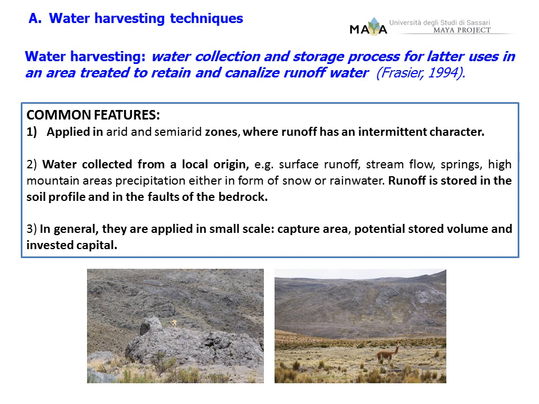Water harvesting, according to Fraser's definition, is the collection and storage process for later uses in an area treated to retain and canalize runoff water. Some common features are: it is applied in arid and semi-arid zones, where runoff has an intermittent character. Water is collected from a local origin, runoff is stored in the soil profile and in the faults of the bedrock, and in general they are applied on a small scale, regarding the area, the stored volume, and the invested capital.